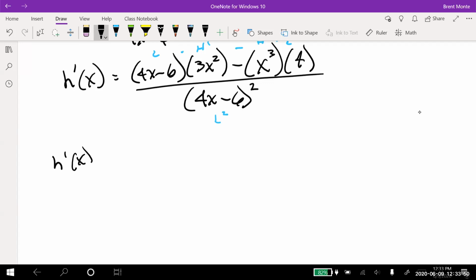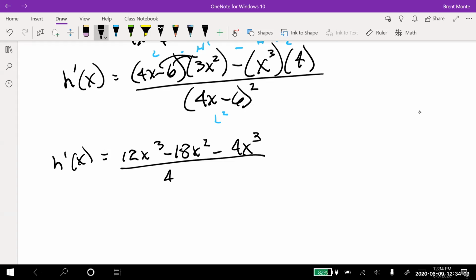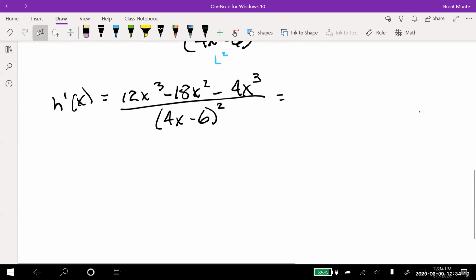H prime of x, so I'm going to distribute that 3x squared in there. It's going to give me 12x to the 3rd minus 18x squared minus 4x to the third. And then the bottom, here's the nice piece. You never, ever want to distribute that on the bottom. You don't want to FOIL out the bottom because ultimately we're going to set these equal to 0 and solve to find max and min values. And so we want it factored out. So on the top, the 12x to the third minus the 4x to the third gives me an 8x to the third, and then minus 18x squared.